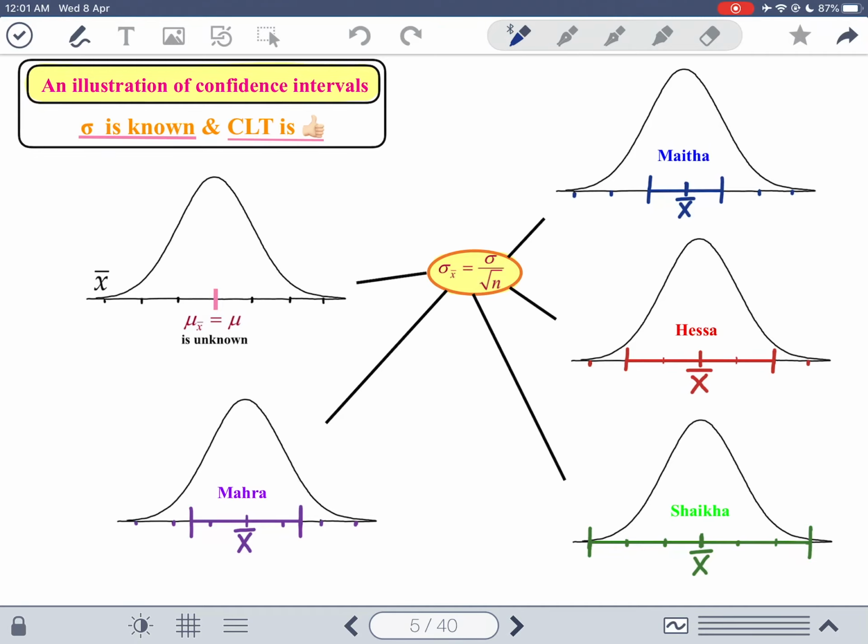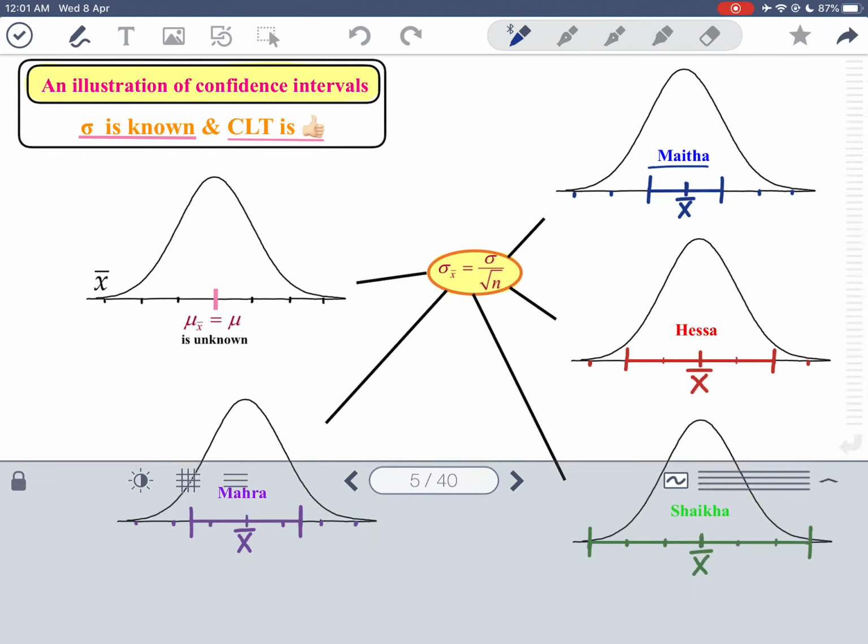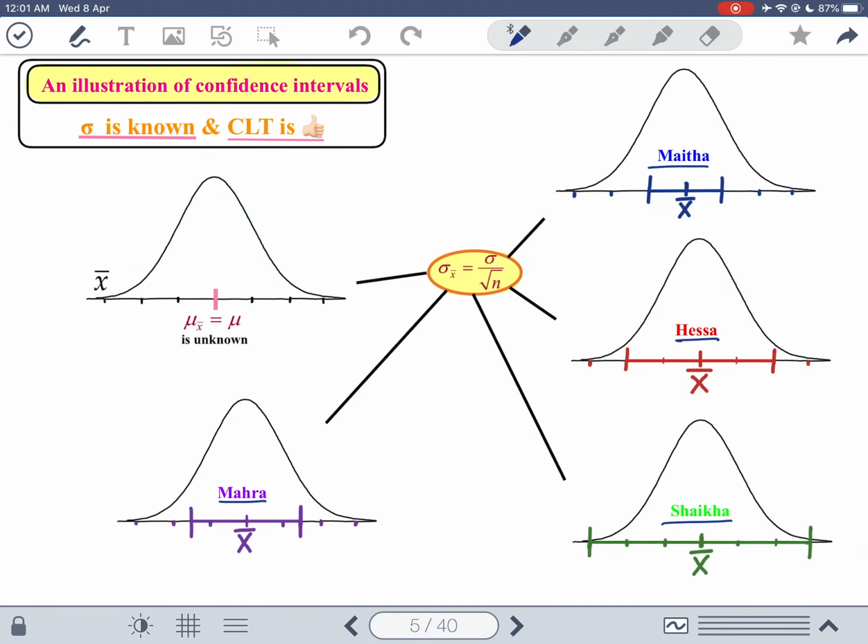Suppose that we have 4 female students, Meitha, Hissa, Sheikha, and Mahra. Those 4 students decided to approximate the population mean for some population that they're interested in. It could be Zayed University, Abu Dhabi students, or all the population of the UAE. It doesn't matter. But let's say that they all agreed that their sample size will be 36, just to make things easier. This means that the central limit theorem can be applied, and also they know the population standard deviation. And the unknown is the population mean.